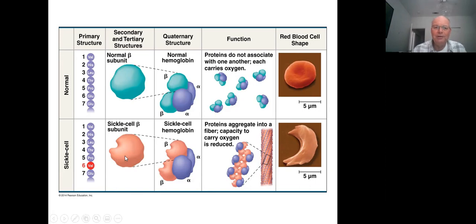So sometimes changing a key amino acid in a key region affects everything. But this just reinforces the fact that the primary structure, the sequence of amino acids, is the origin of everything else. The secondary structure, the tertiary structure, and ultimately the quaternary structure. And this is a great example of that.